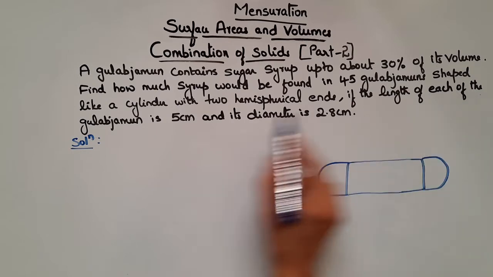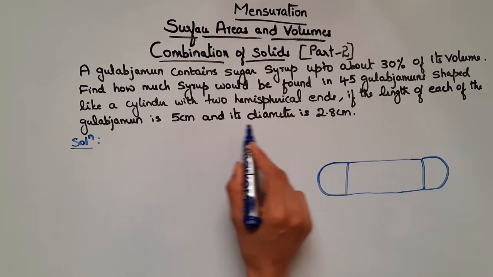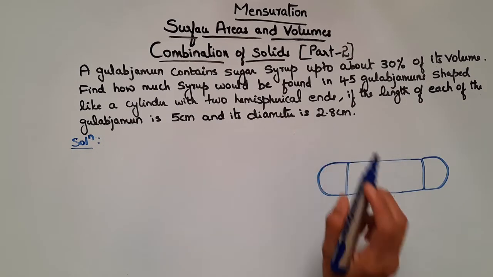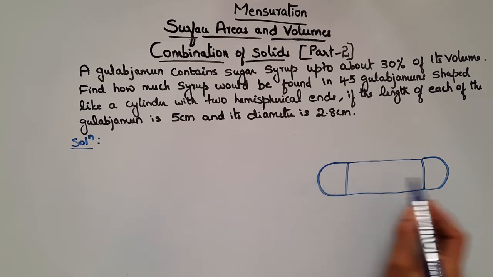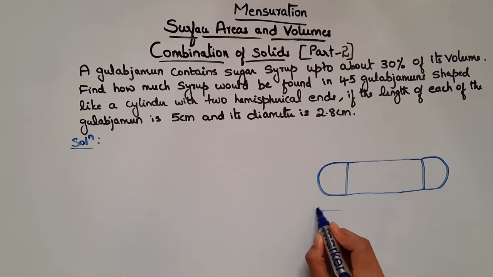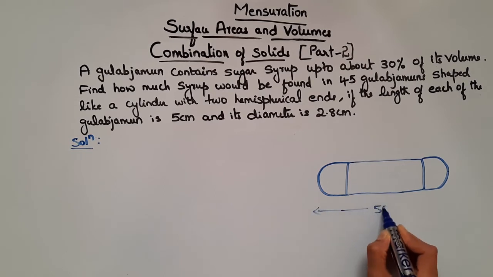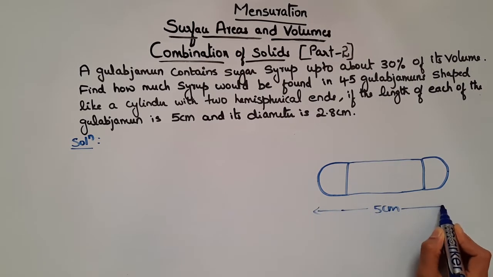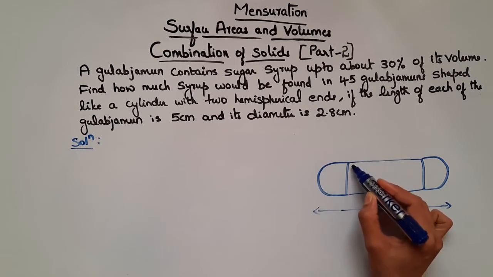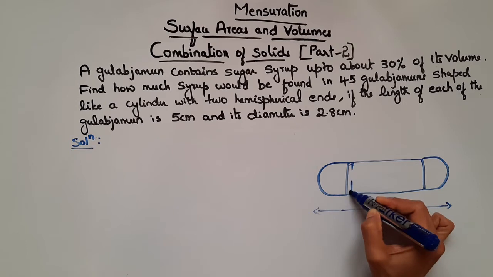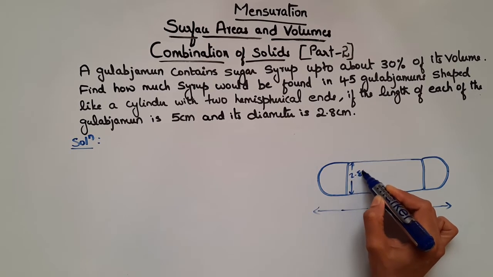If the length of each of the gulab jamun is 5 cm and its diameter is 2.8 cm, which means the entire length is 5 cm, that is from this point to this. So this is 5 cm and the diameter is given as 2.8 cm. So this diameter, right? So this is 2.8 cm.